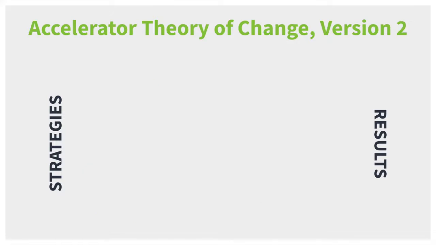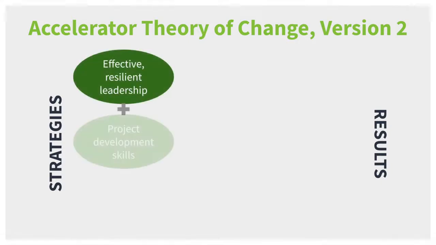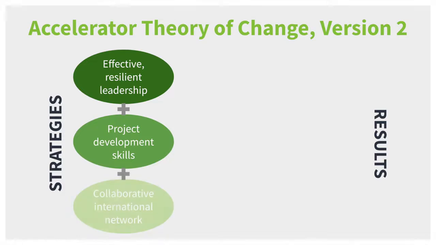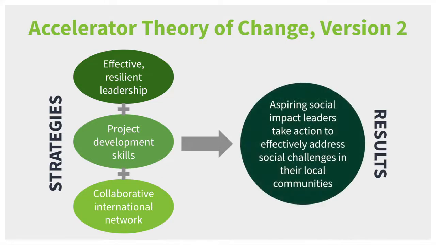For this one, the strategies are more specific. We have building effective, resilient leadership teams, teaching social impact project development skills, and creating a supportive, collaborative international network. Does the connection between strategies and results seem more plausible here? Much more than in version 1, because we have a better sense of what those strategies will look like, and it better answers our guiding question.